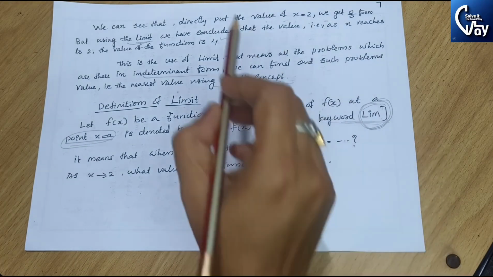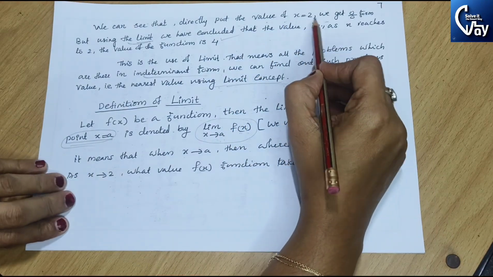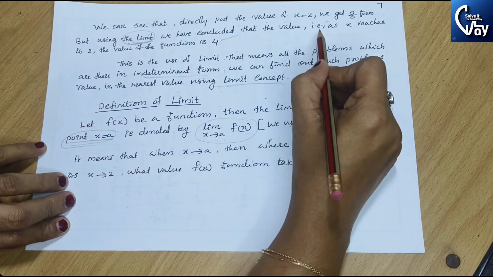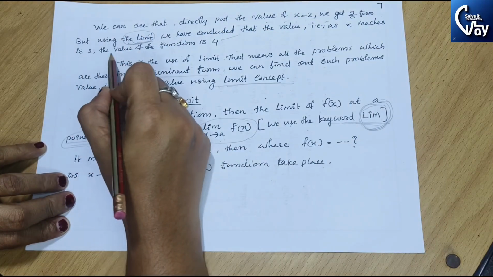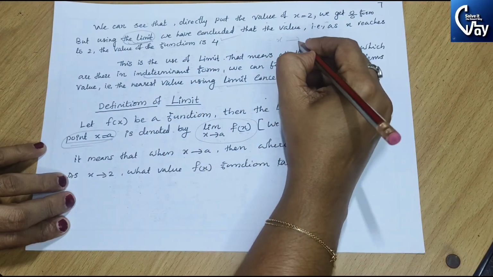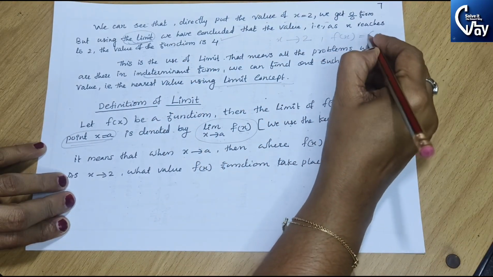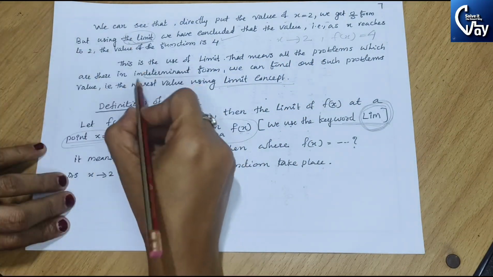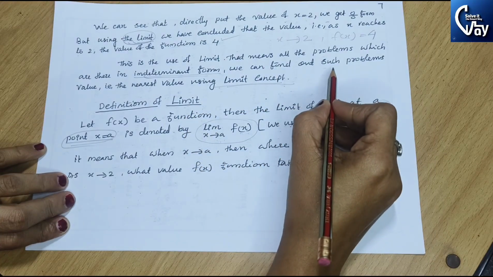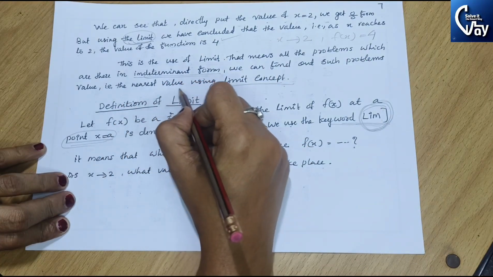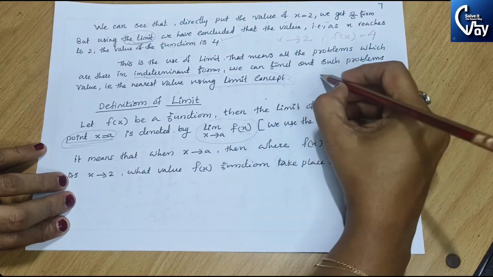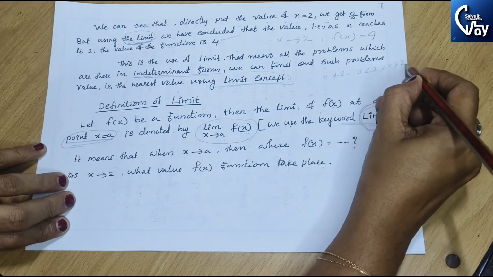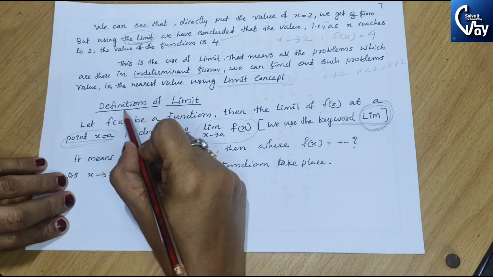Here we can see that if we directly put the value x equal to 2, we get 0 by 0. But using the limit, we have concluded that as x reaches 2, the value of the function is 4. This is the use of limit. That means all the problems in the indeterminate form, we can find their value, the nearest value, using the limit concept. Nearest value means x is not equal to 2; x is less than 2 or x is greater than 2.